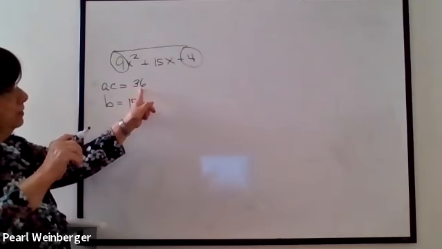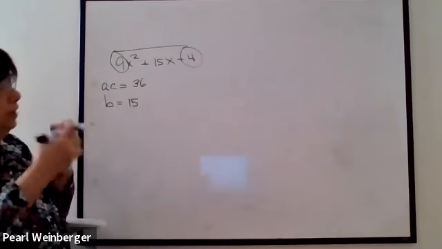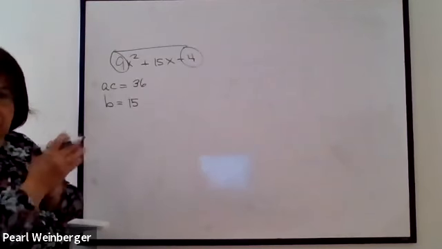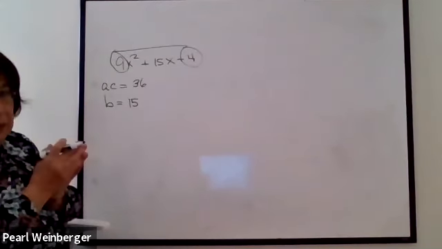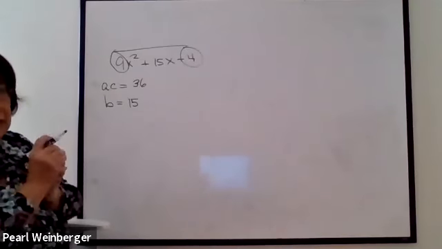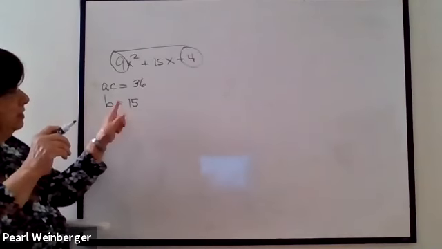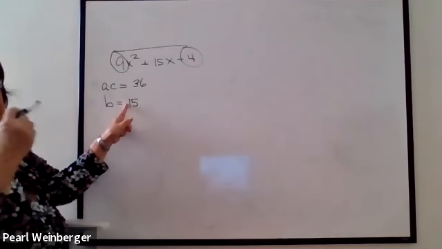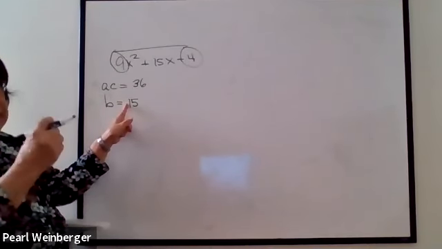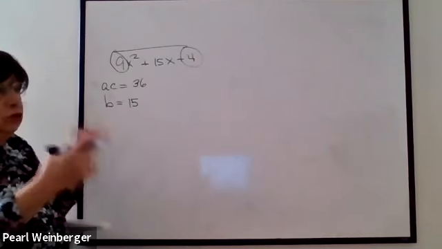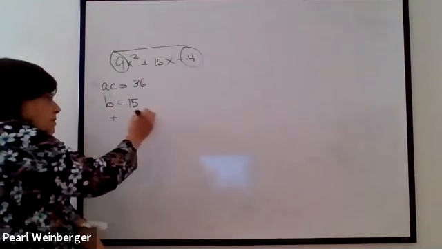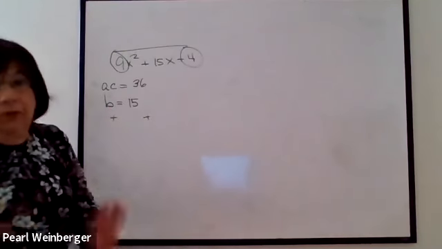Since this is positive, the only way you can get a positive product is if both signs are the same: either both positive or both negative. But since this B happens to be positive, both signs must be positive, because there's no way I can add two negatives and get a positive. So this is going to be easy. They're both going to be pluses.